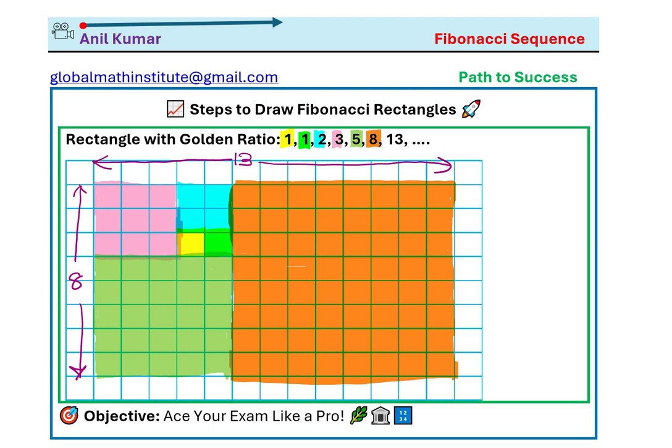So you can continue this process, and the next will have dimensions of 13 by what? 8 plus 13 is 21. So you can continue this process. So that is the first part, to understand that we can actually form very beautiful rectangles using squares.